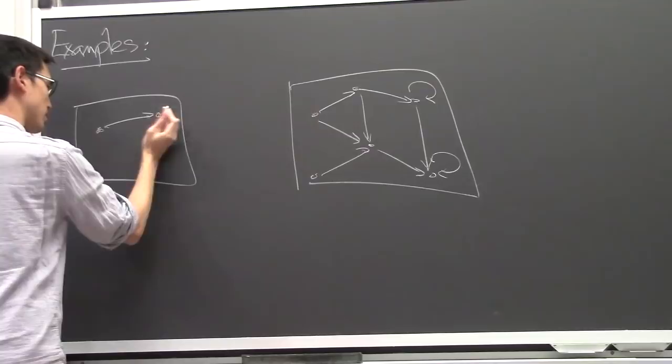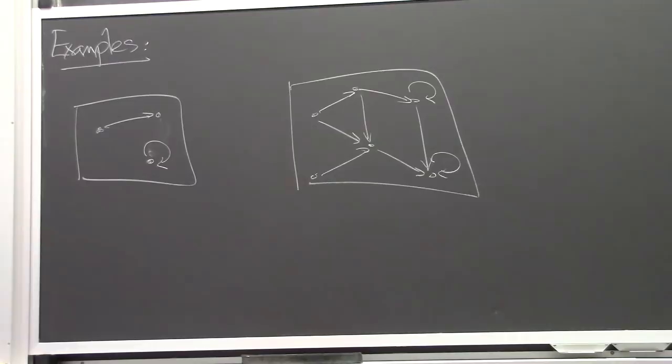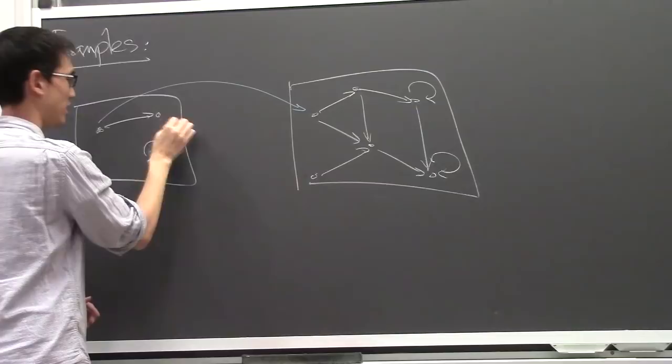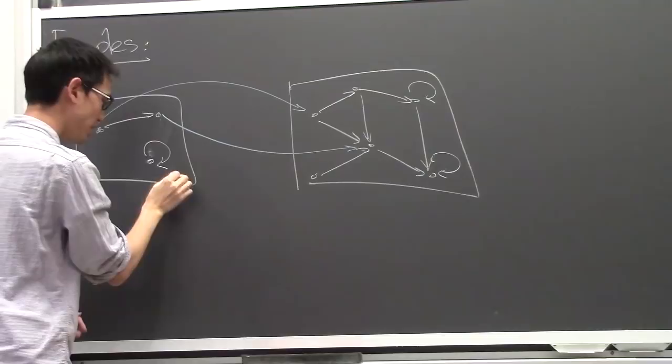What is a functor between these two things? Well, a functor takes objects to objects, first of all. So for every object here, there are three. We say, well, this object should go here, this object might go here. And let's say for now that this object goes here.